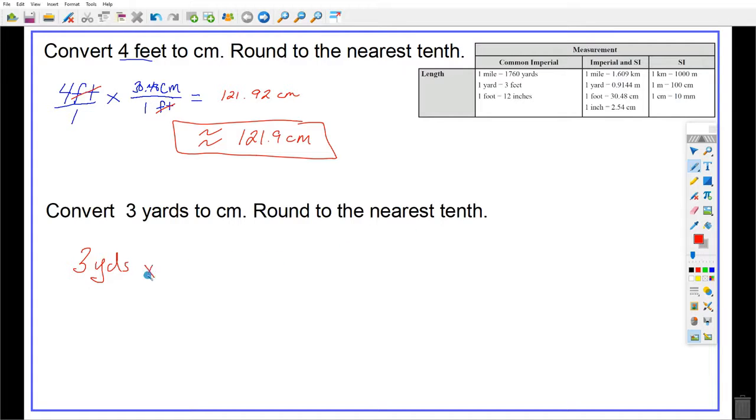So I'm going to multiply by my conversion factor. And I said I'm going to go yards to meters first. I want to get rid of yards, so I'm going to put that in the denominator, and I want to end up in meters, so that's going in the numerator.